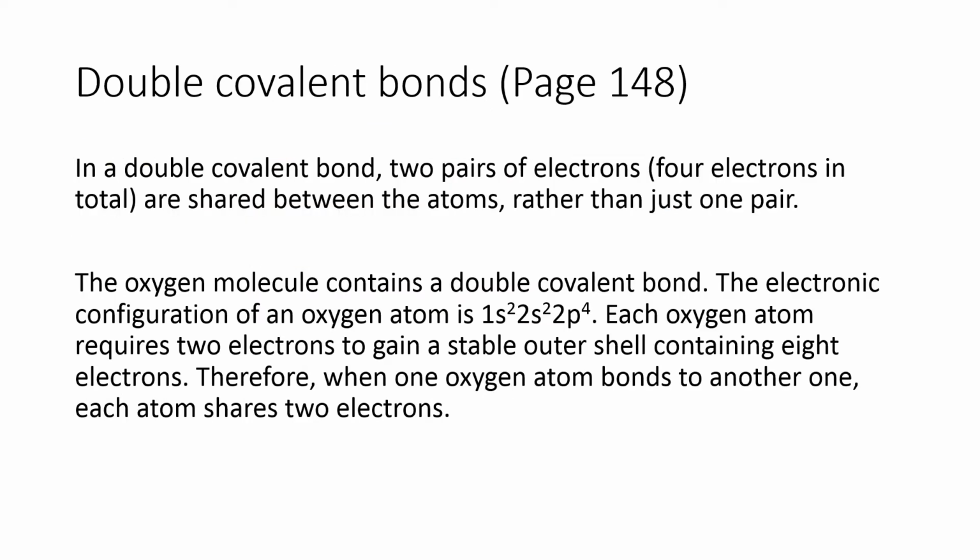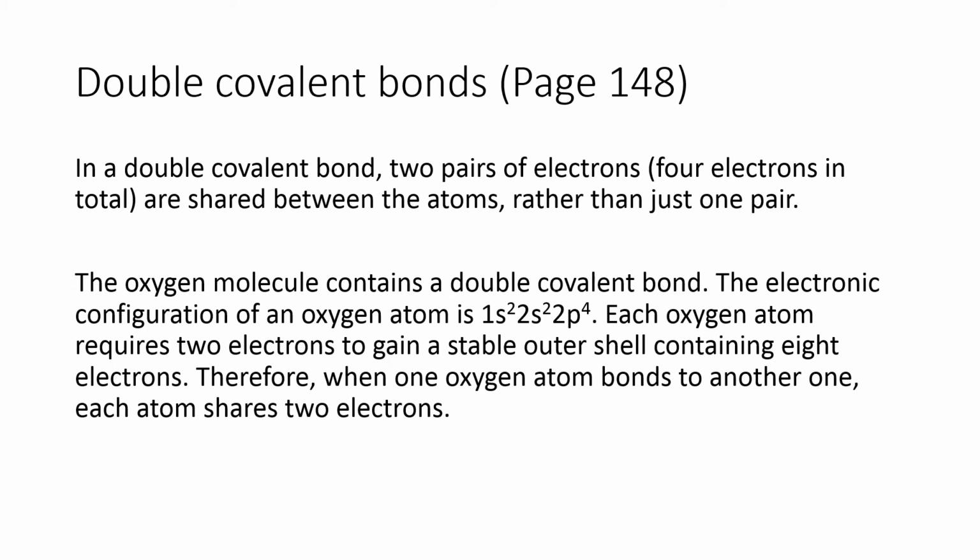Double covalent bonds. So we have done simple covalent bonds. Now we are moving on to double covalent bonds. It says in the double covalent bond, two pairs of electrons are being shared between atoms instead of just one pair. So make sure you're very clear. When we're talking about a simple or single covalent bond, we're talking about one pair of electrons being shared between the atoms. Double covalent bonds mean two pairs of electrons are being shared between the atoms. If triple covalent bonds, you probably get it by now. Three pairs of electrons are being shared by each atom.